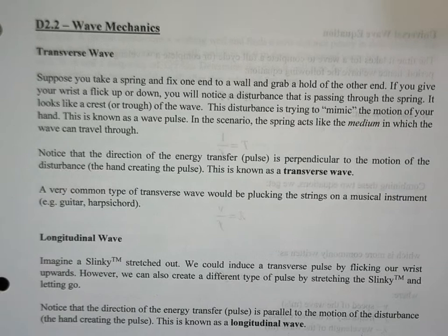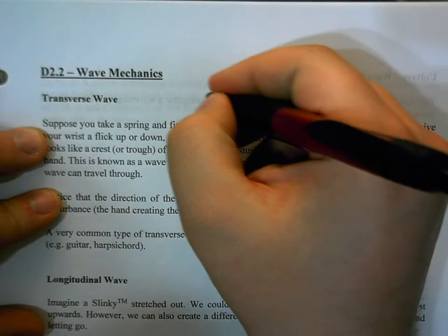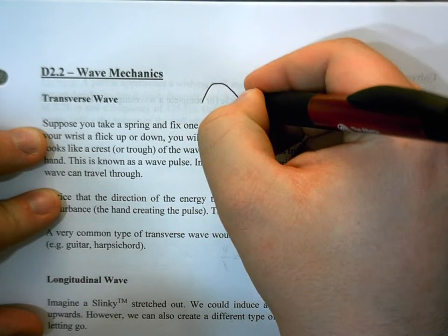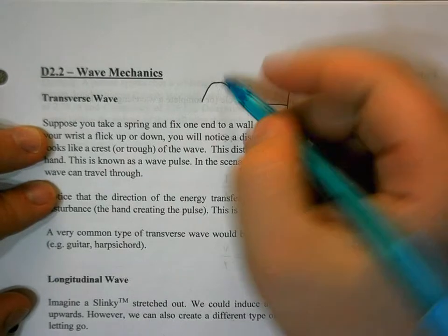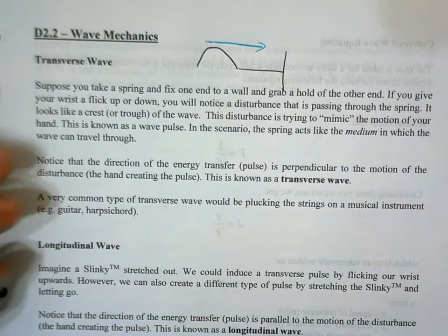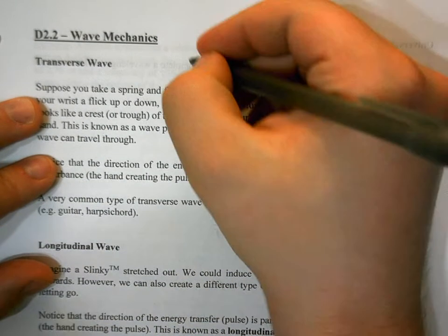So let's say you have a spring, and you fix it to a wall. You grab one end, and then you start to move your wrist up and down. So you kind of have something looking a bit like this. Here's the spring. You move your hand up, and the spring is attached to the wall. So what's going to happen is this piece here is going to start to move towards that wall. But your hand's moving up and down, so this is the motion of your hand.